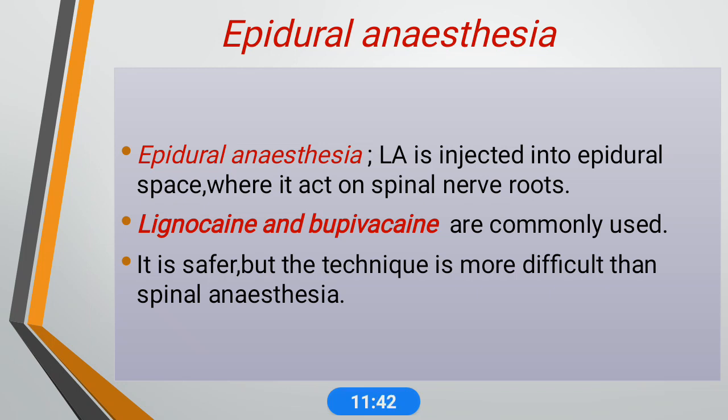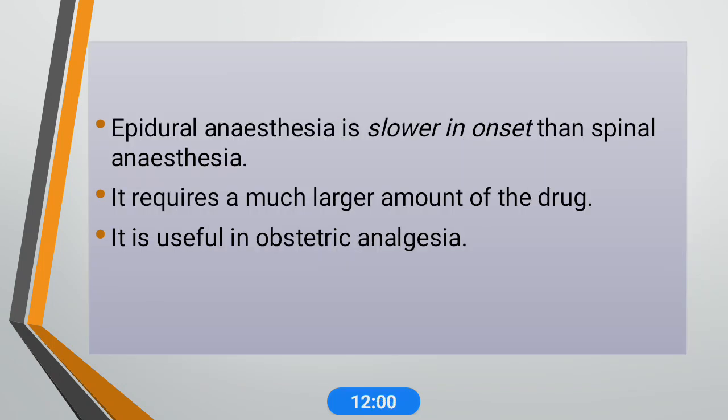What is epidural anesthesia? Here the local anesthetic is injected into the epidural space, where it acts on the spinal nerve roots. Lignocaine and bupivacaine are the most commonly used. It is safe, but the technique is more difficult compared to spinal anesthesia. Epidural anesthesia is slower in onset compared to spinal anesthesia, requires a much larger amount of drug, and is useful in obstetric analgesia.